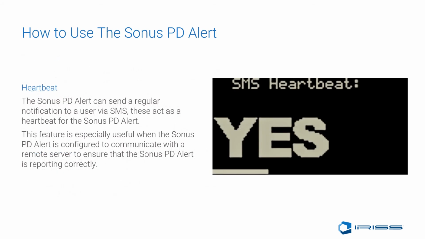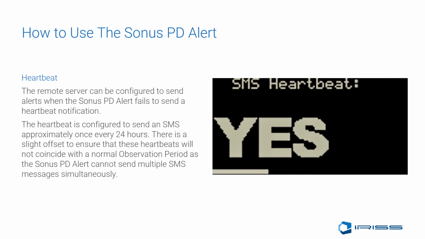Heartbeat. The Sonos PD Alert can send a regular notification to users via SMS. These act as a heartbeat for the Sonos PD Alert. This feature is especially useful when the Sonos PD Alert is configured to communicate with a remote server to ensure that the Sonos PD Alert is reporting correctly. The remote server can be configured to send alerts when the Sonos PD Alert fails to send a heartbeat notification. The heartbeat is configured to send an SMS approximately once every 24 hours. There is a slight offset to ensure that these heartbeats will not coincide with normal observation periods, as the Sonos PD Alert cannot send multiple SMS messages simultaneously.